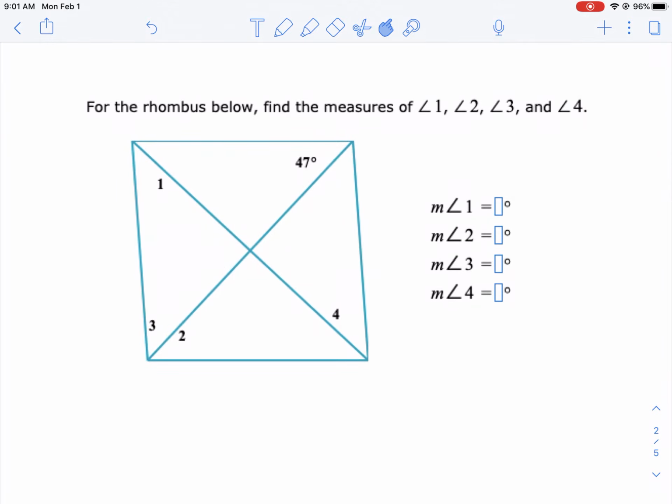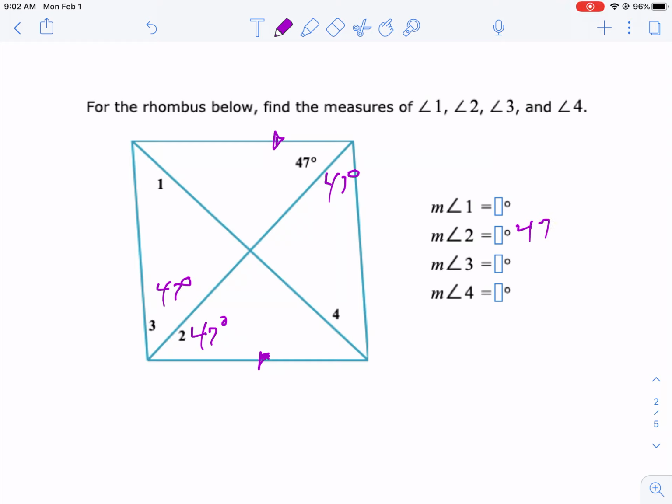Okay, let's take a look at this one. We got a rhombus. And we're supposed to find angle 1, angle 2, angle 3, and angle 4. Since it's a rhombus, we know the diagonals bisect the angles. So in other words, this is 47 degrees here. And since we know a rhombus is a parallelogram, we have alternate interior angles. So angle 2 is 47 degrees. And angle 3 is 47 degrees. And we know the opposite angles are congruent, so that kind of makes sense.